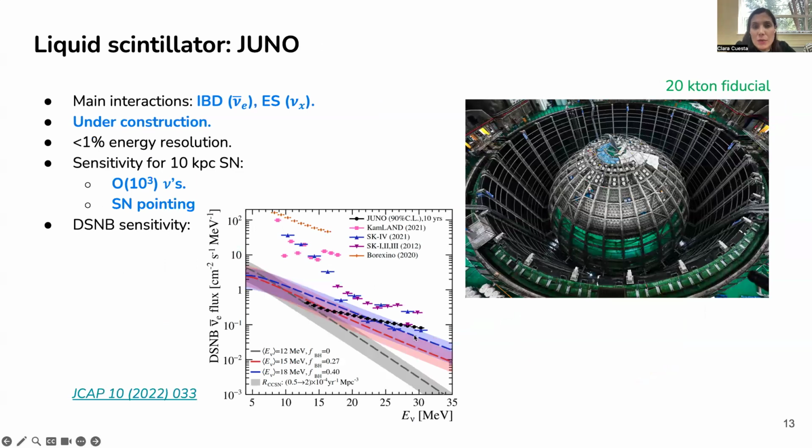An example of a liquid scintillator experiment is JUNO with 20 kilotons of fiducial volume. JUNO is under construction. It can detect thousands of neutrinos for this 10 kiloparsec supernova that we use as an example, mainly electron antineutrinos, and also gives information on pointing. JUNO will have good sensitivity to the supernova neutrino background, and this plot shows the projected sensitivity of JUNO compared to the best current limits.